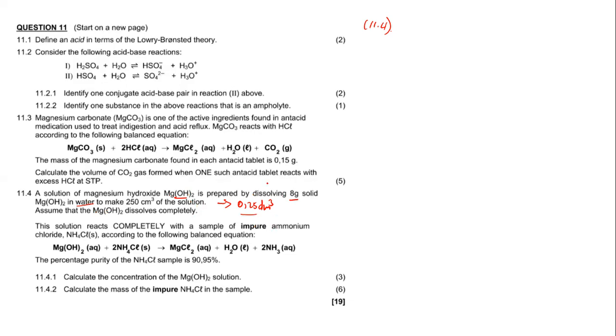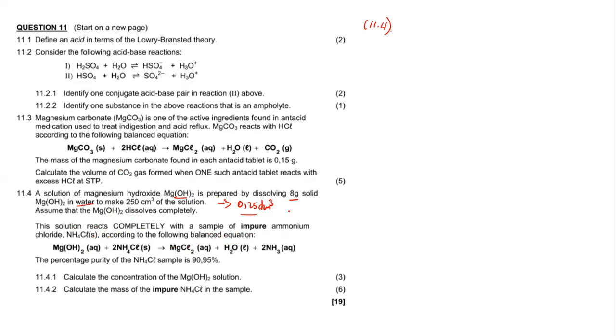Now we can calculate the concentration, because the concentration is the number of moles divided by volume. But for the number of moles, we are given mass. If mass is given, the number of moles is given, it's the same thing. We can interchange from mass to moles, from moles to mass. So assume that magnesium hydroxide dissolves completely. This solution reacts completely with a sample of impure ammonium chloride according to the following balanced chemical equation.